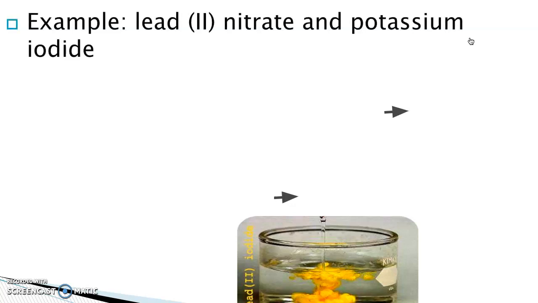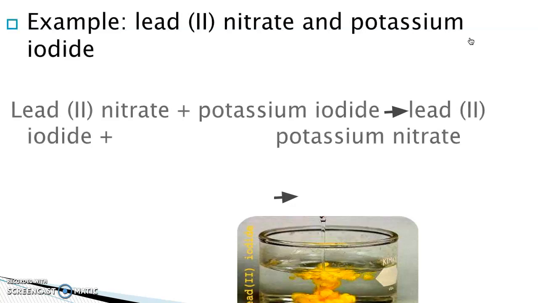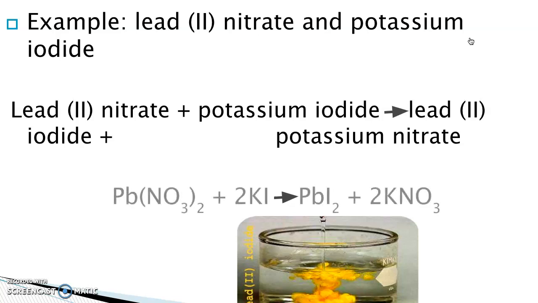An example here is lead 2 nitrate and potassium iodide. So you have your metal, lead, with your nitrate, which is a nonmetal, plus you have your potassium, which is metal, with iodide, which is a nonmetal. You swap who has which nonmetal, and you get lead 2 iodide plus potassium nitrate.